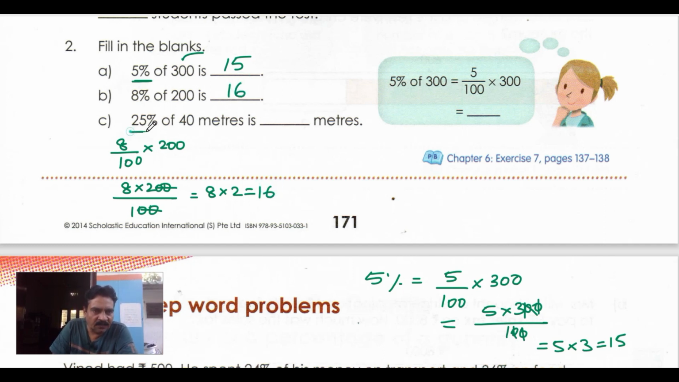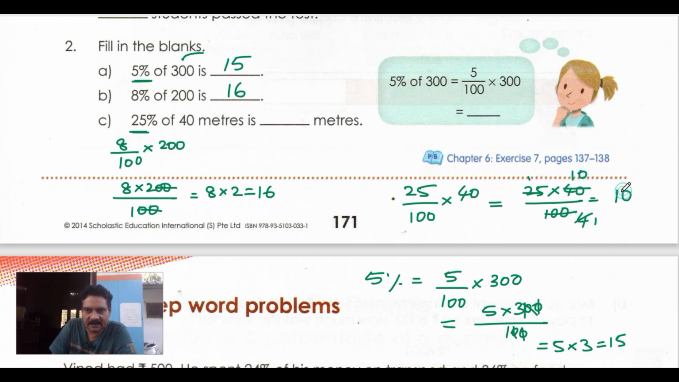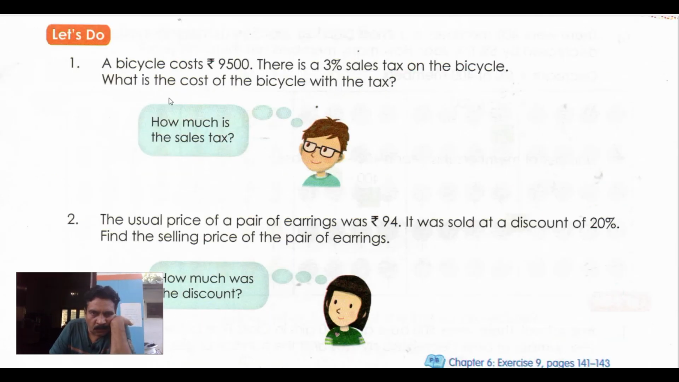Now here, 25% of 40 meters. Let's see. 25% means 25 by 100 of 40. Then what is going to be your next step? 25 into 40 by 100. 25 ones are 25, 25 fours are, right? 4 ones are 4, tens. So the answer is 10 meters.